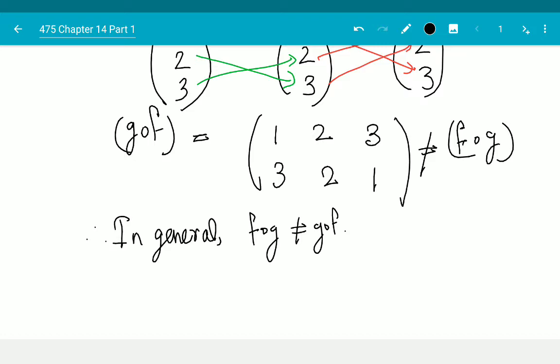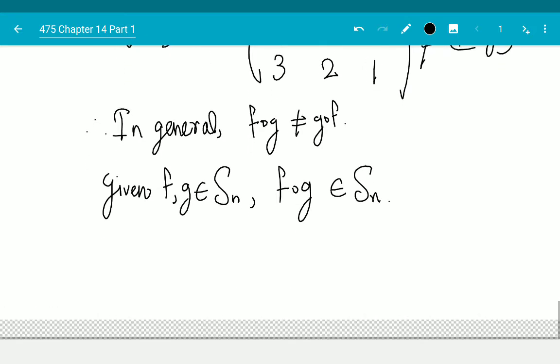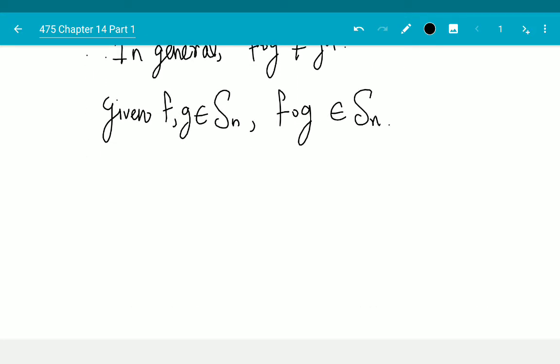Okay, so this gives a binary operation, composition, on Sn. Given F, G belonging to Sn, F composed G belongs to Sn, right? F composed G is also a permutation of 1 to n, and so it is going to stay this way.